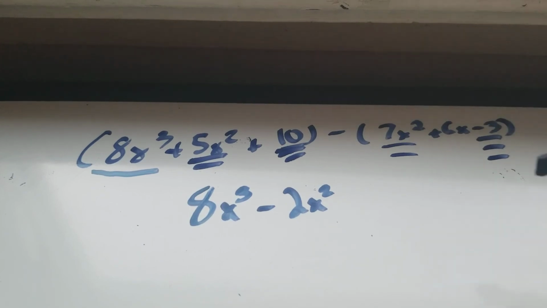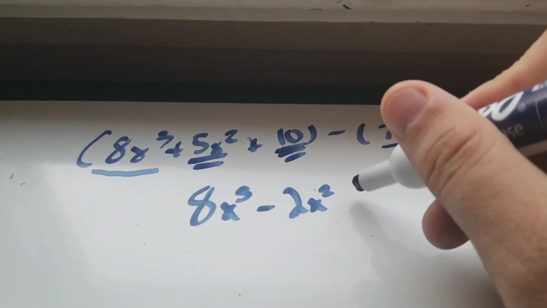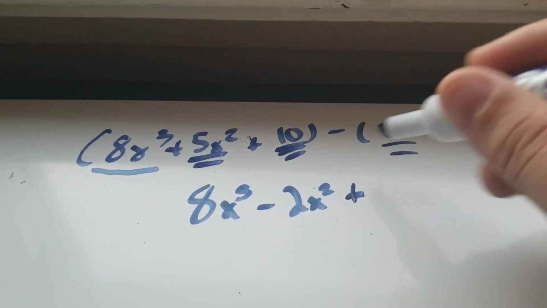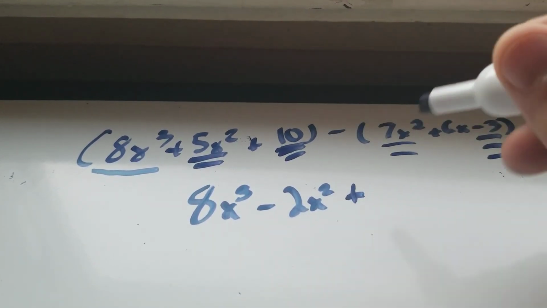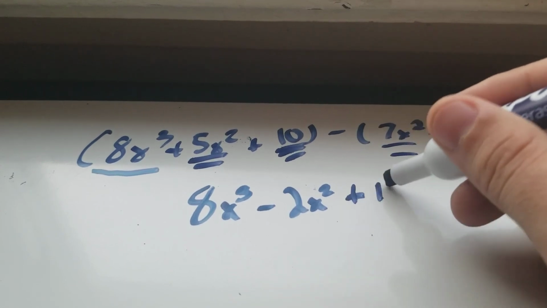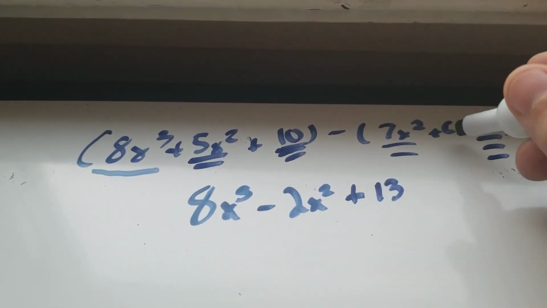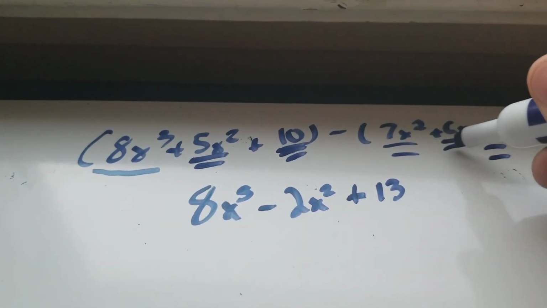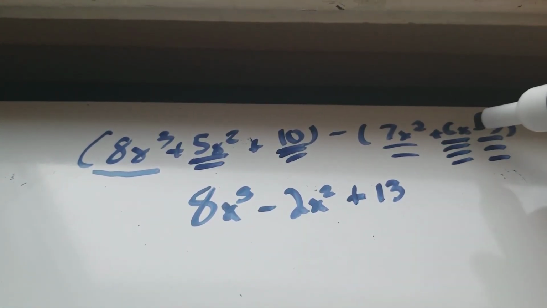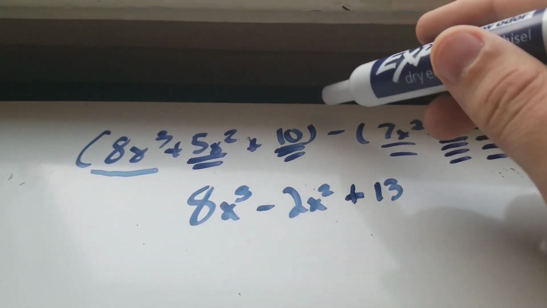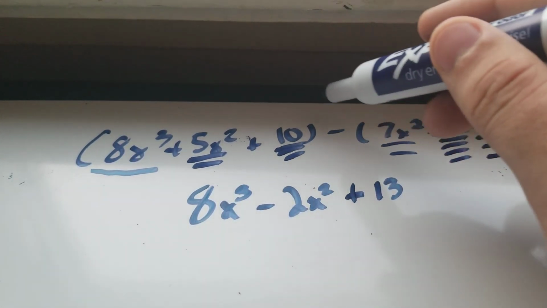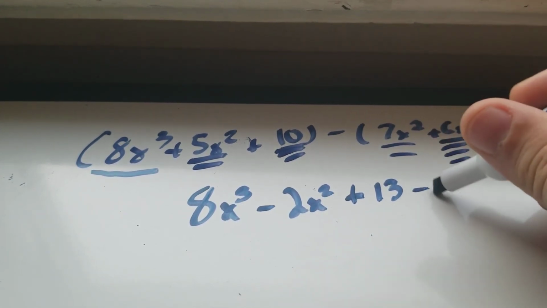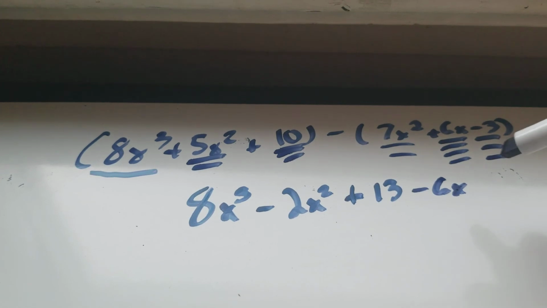10 minus negative 3. Since it's 10 minus negative 3, that's going to add. So 10 plus 3, double negative add, so that is 13. Notice over here, I used all the numbers on this one, but over here, 6x never got used. So this is kind of saying 0 minus 6x. When you say 0 minus 6x, you end up with a negative 6x. All right.